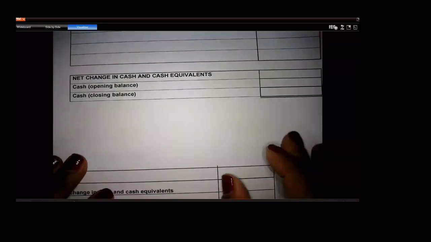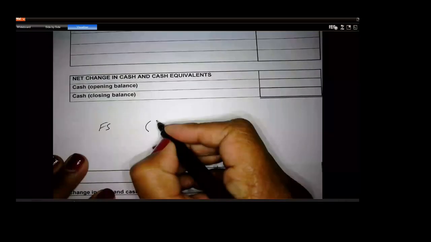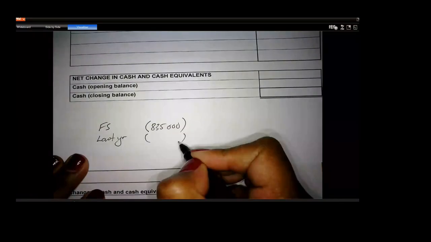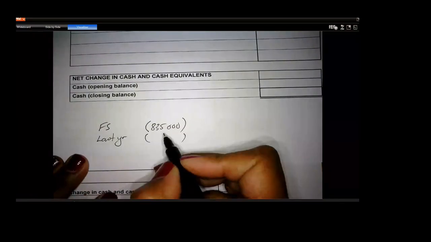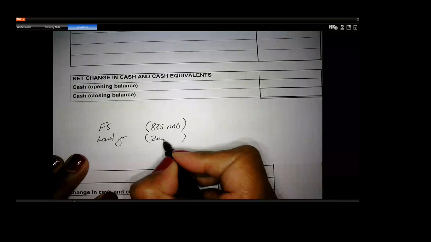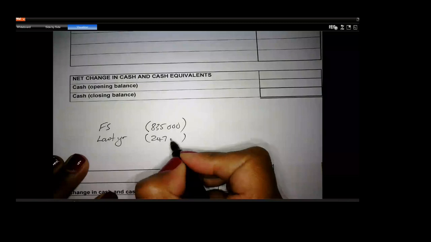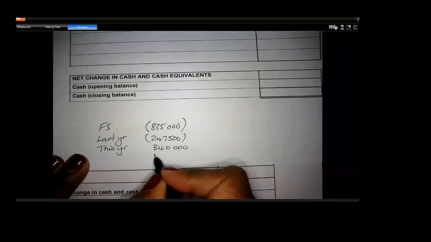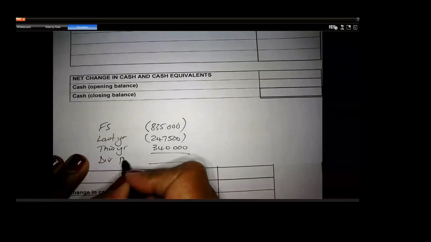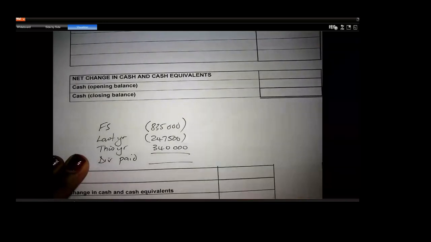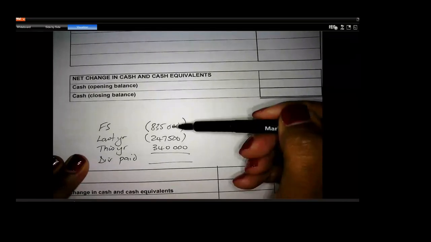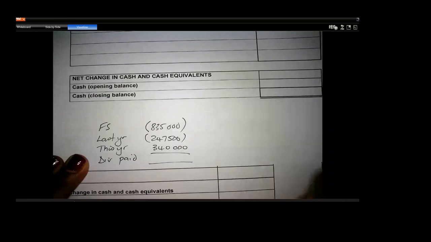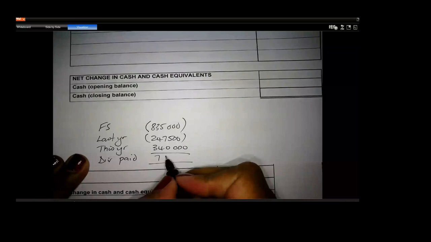835,000. Then I have last year's final, okay? And that's also in brackets because I did not pay last year's final, 247,500. And this year's final, I don't put in brackets. It is 340,000. And that is the quickest way to work out dividends paid. Okay, so that's basically forcing you to do the note. It is that, that's a negative, minus or plus that amount. So it's two negatives. And then you're going to get the 742,500. Okay, and that is going to be a negative. That is the quickest way to work it out.